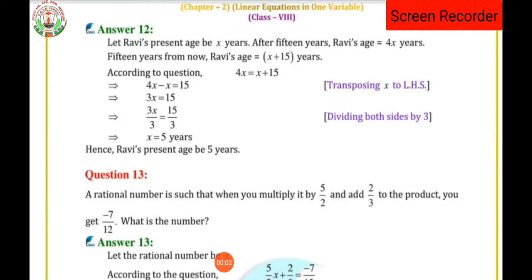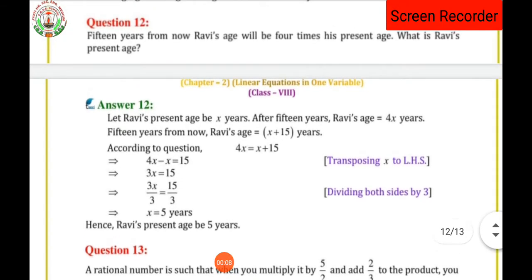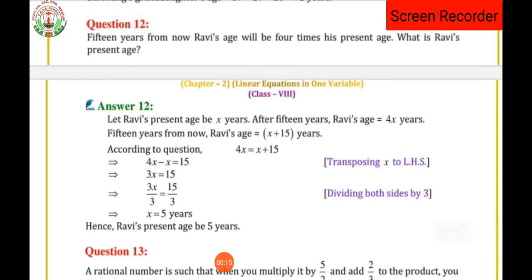Good morning to everyone. Today we are going to see question number 12 from exercise 2.2, chapter number 2, linear equation in two variables. In the previous video we had already completed the explanation of questions 1 to 11 of exercise 2.2. So here is question number 12 from exercise 2.2.